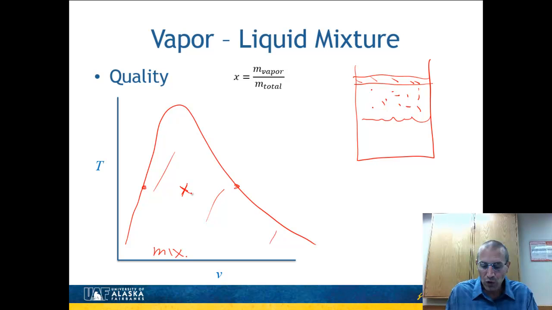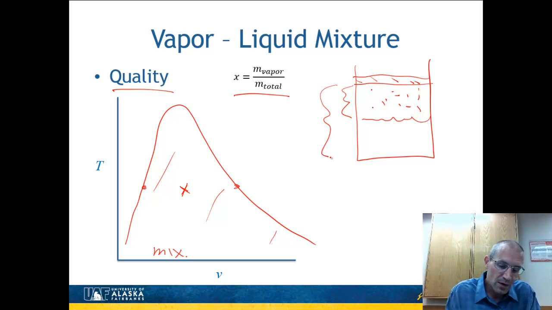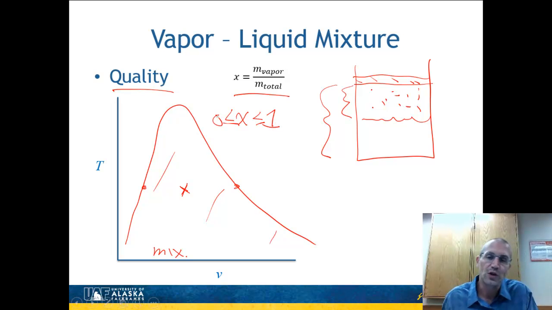We can describe this state by a value called the quality, and it's defined as the mass of vapor over the total mass. So looking at my diagram here, if I was to take the mass of just the vapor phase and then divide it by the total mass there, I would have this value of X, and clearly X is always going to be between 0 and 1. The value over here, X, is 0 because it's all liquid, so mass of vapor would be 0. And over here, X would be equal to 1 because all of the mass would be in the vapor phase. And everything in between is going to be some value in here.